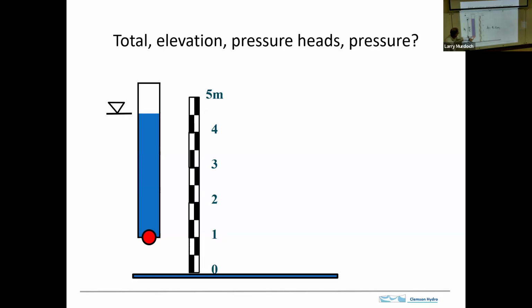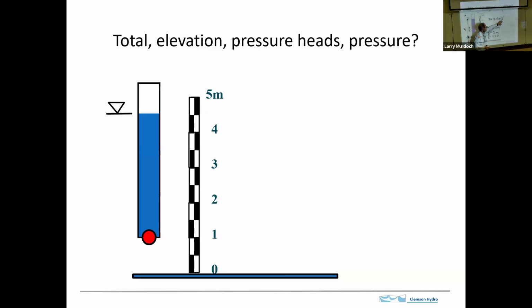The pressure head right here is equal to that length, and the elevation head is equal to that, so Z is equal to 1 meter. The pressure head is just going to be the difference between these two, so the pressure head is equal to 3.5 meters of head. Now, we could get the pressure and measure what the pressure is, because we could just multiply through by the unit weight, and the pressure at that place would be that times gamma.